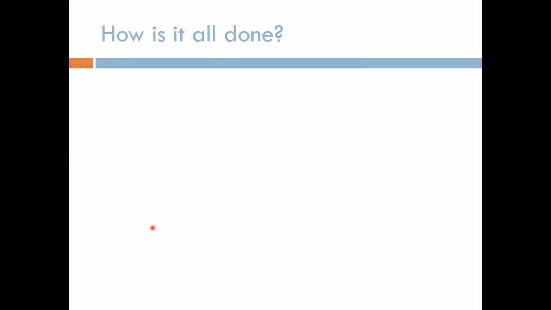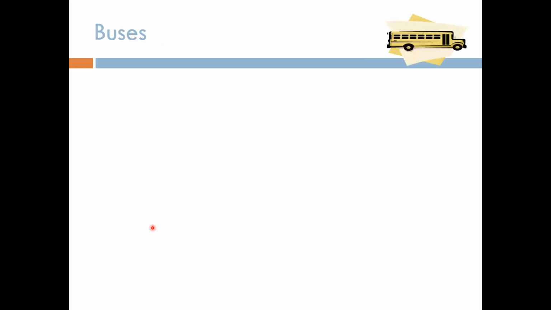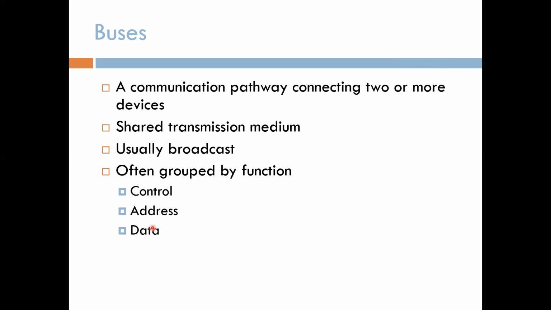So how is it all done? How can we interconnect all of these very important modules that make up our computer system? Well, the answer is buses. Okay, not that type of bus. Good. So buses.